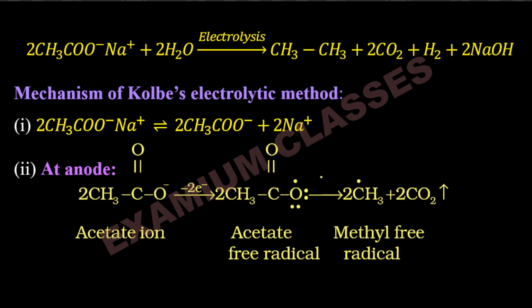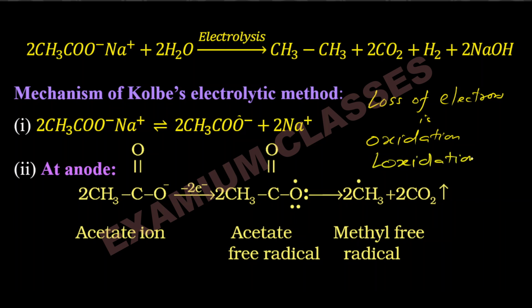So in this case, what happens here? The acetate ion, obviously oxidation will take place. And oxidation in terms of electrons is loss of electrons. Loss of electrons is oxidation. That is the definition. And sometimes, to remember that loss of electron is oxidation, I say remember the term loxidation. Although there is no such term in the dictionary, I just coined it to remember. Loxidation means loss of electron is oxidation. Just memorize it.